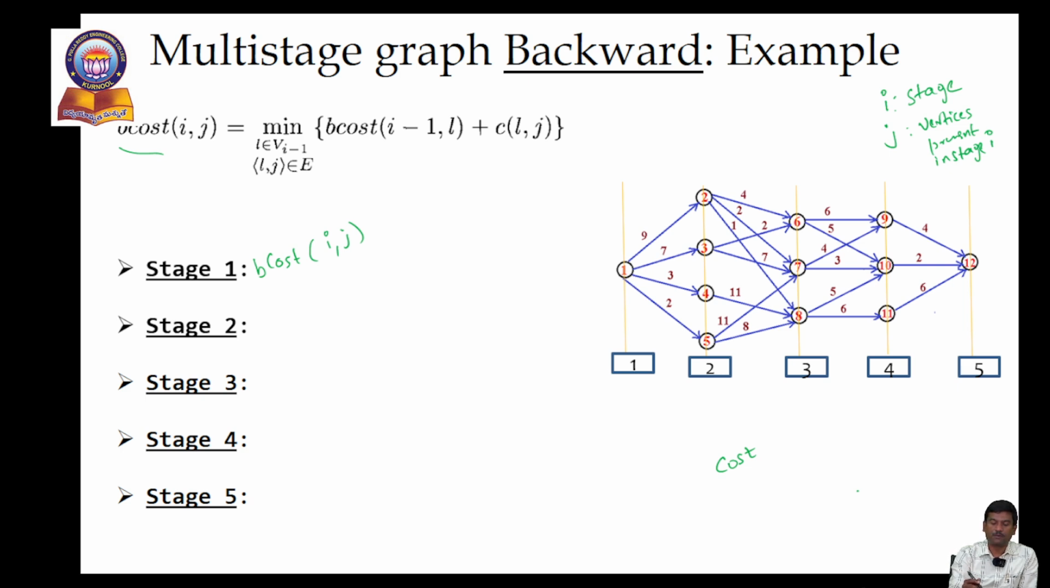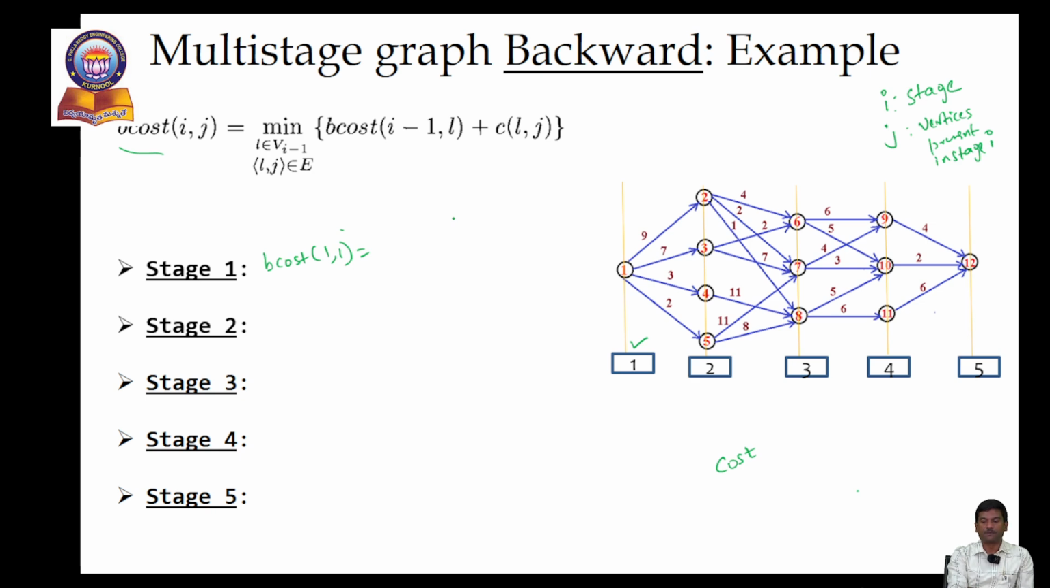So if you consider this graph, you'll be finding b cost of i. What is i? That is stage 1. So b cost of 1 comma, and what is the value of j? j indicates the vertex or vertices that are present at that particular stage. Since there is only one vertex, you need to find b cost of 1 comma 1. Similarly, if you need to find stage 2, of course I'll explain b cost of i minus 1 comma l plus c of l comma j, how to find.